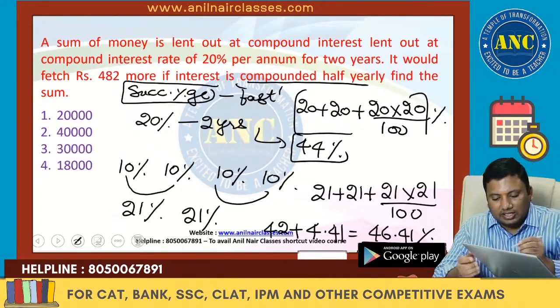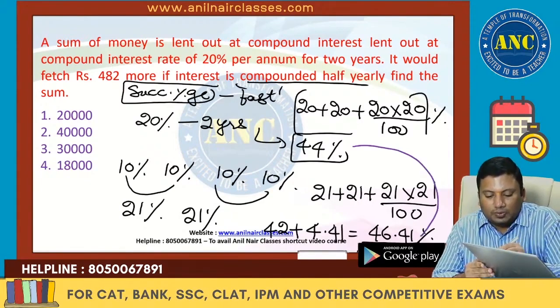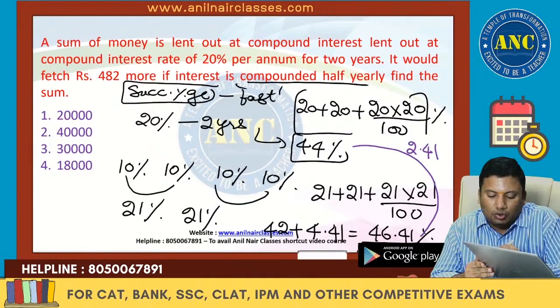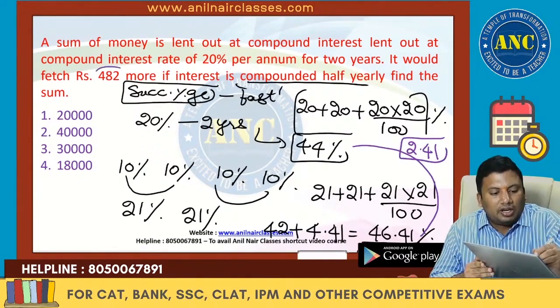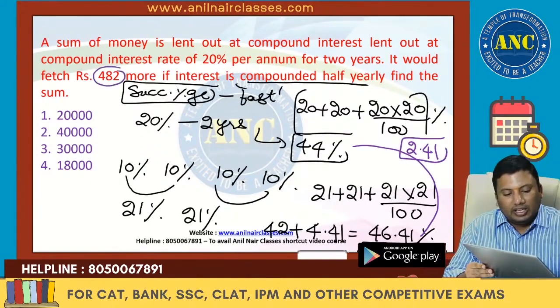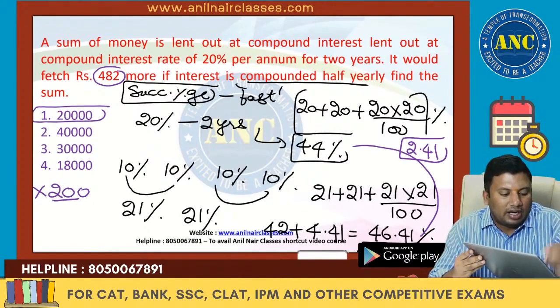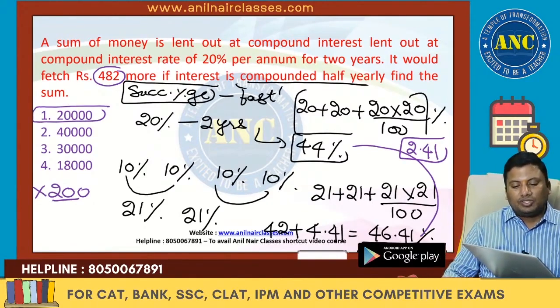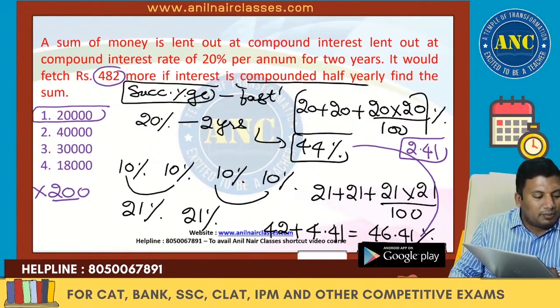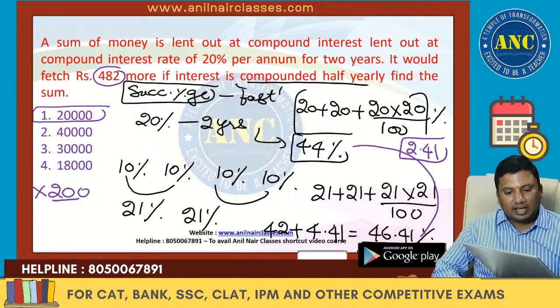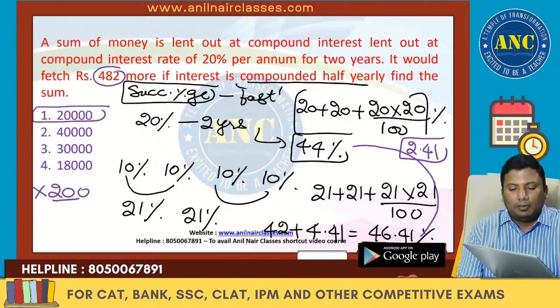Now see here. Answer is very easy. 44 became 46.41. Extra is 2.41. But according to the question, it is 482. So I need to multiply by 200. Denominator is 100. 100 into 200 is nothing but 20,000. Idea is clear, right? Successive percentage, this will be fast.